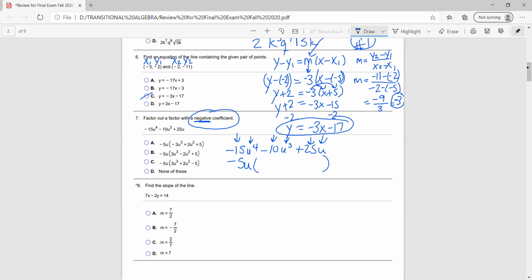So negative 15 divided by negative 5 is going to be 3. If I take a u out of u to the 4th, that's going to be u to the 3rd. Negative 10 divided by negative 5 is a positive 2. If I take a u out of u to the 3rd, that's going to be u squared. 25 divided by negative 5 is going to be negative 5. And if I take the u out of u, then I wouldn't have any u's left over here. Okay, so on number 7, the correct answer is going to be C.